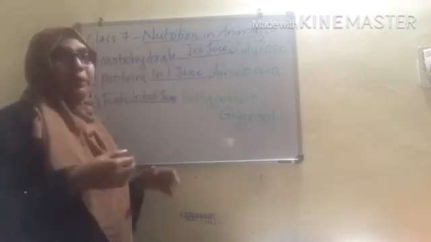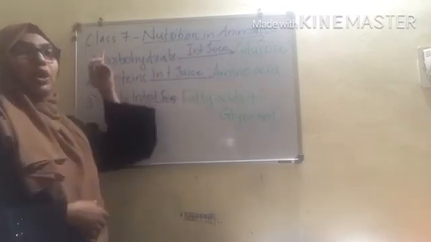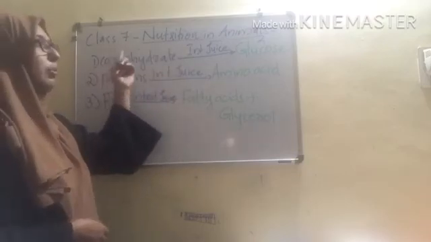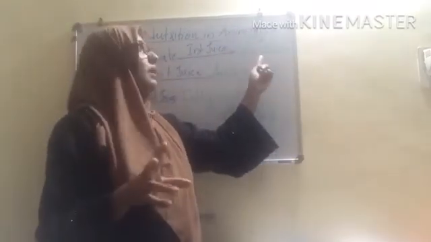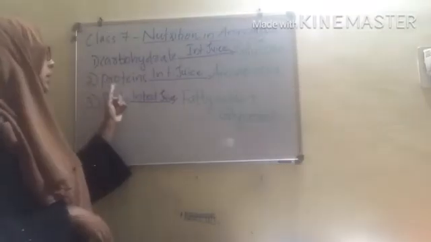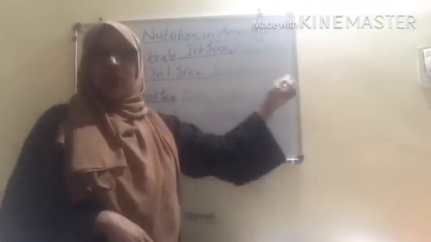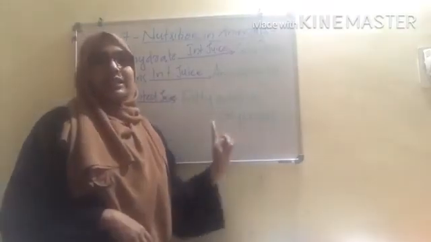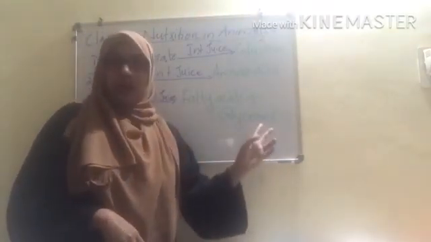Once again, I will repeat this. By the action of the intestinal juice, carbohydrate will be converted to the simplest form, that is glucose. Proteins will be converted to amino acids. Fats will be converted to fatty acids and glycerol.